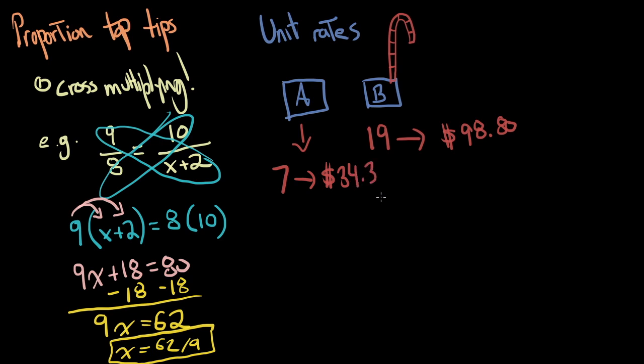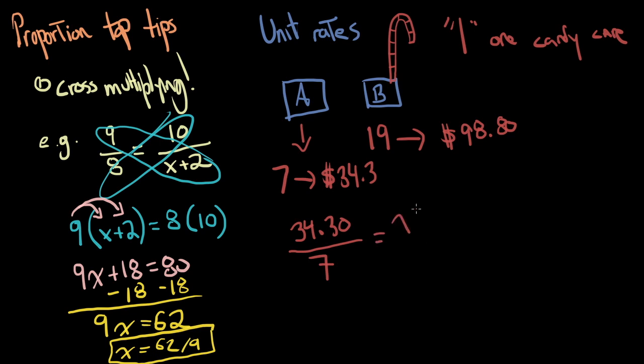If you're a kid and you want to buy just 1 candy cane, what store should you go to? So we're finding the unit rate. Remember, unit rate just means for 1. That's it, just for 1. So 1 candy cane, I want to know what it's going to be. In order to do that, for $34.30, I get 7 candy canes. I want to know how much for 1 candy cane.